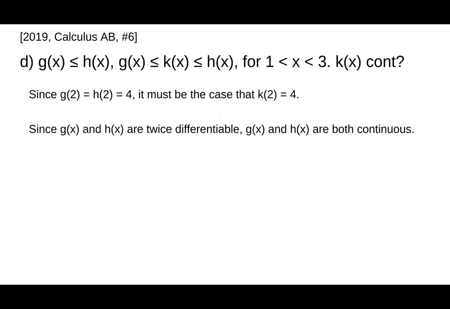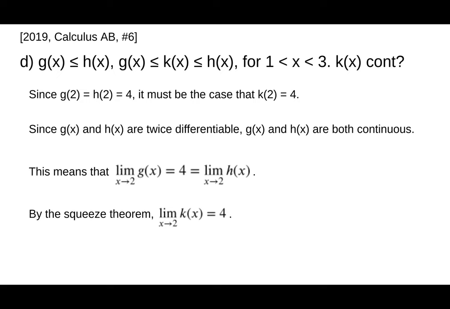Since g of x and h of x are twice differentiable, g of x and h of x are both continuous. This means that the limit as x approaches 2 of g of x has to equal 4, and that is also equal to the limit as x approaches 2 of h of x. All right, so this is now an application of the squeeze theorem. Since k of x is bounded between g of x and h of x, and the limit of g of x as x approaches 2 is the same as the limit of h of x as x approaches 2, the limit as x approaches 2 of k of x must be that same number, which turns out to be 4.